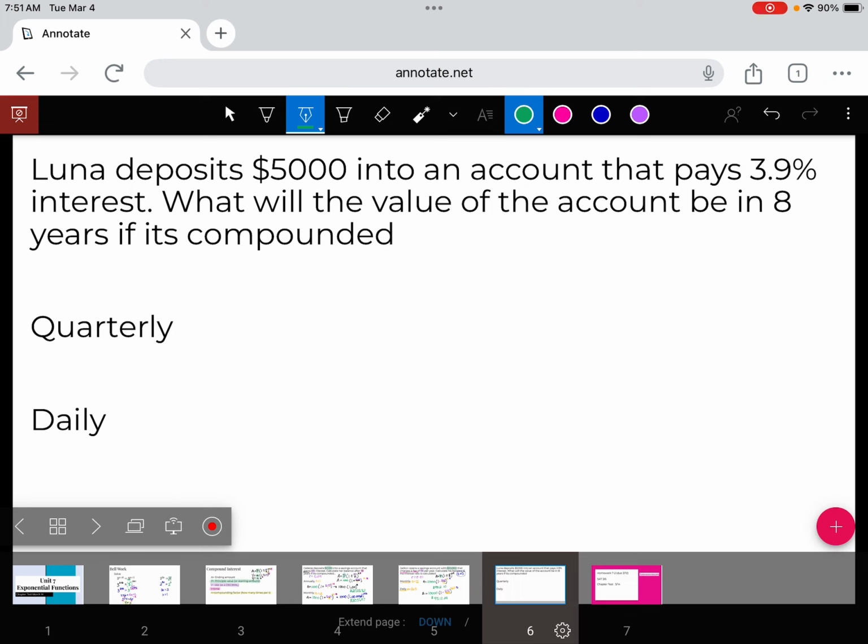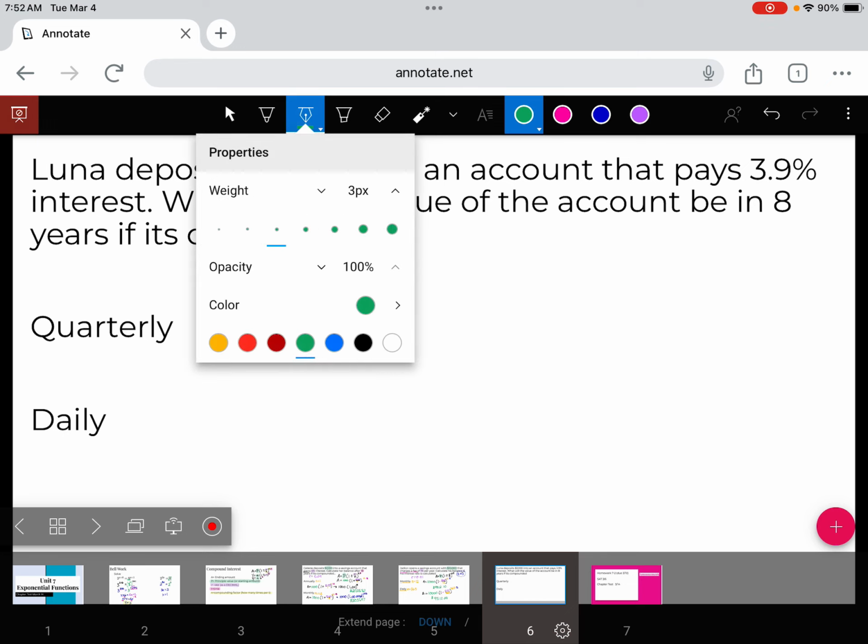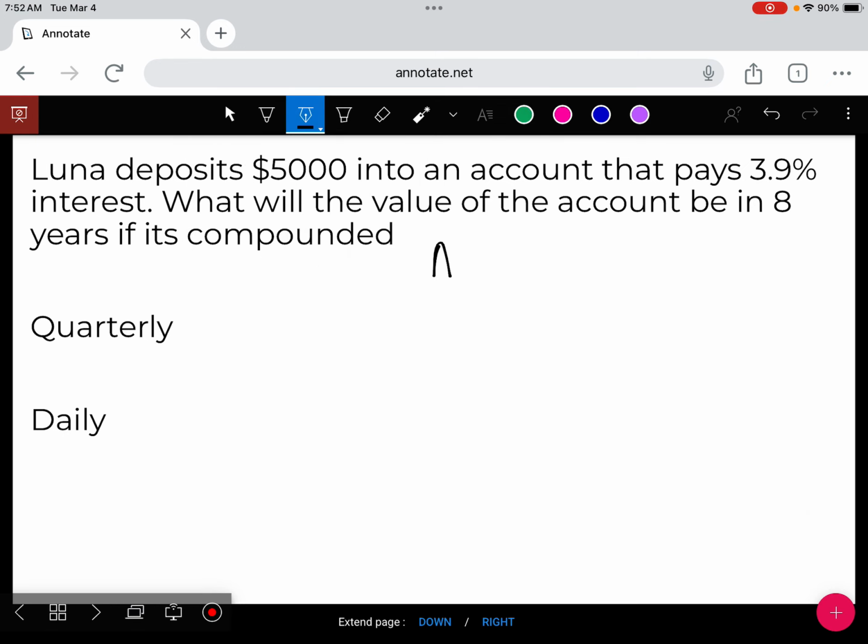So now we've got Luna depositing $5,000 into an account that pays 3.9% interest, and we want to know the value in 8 years, compounded quarterly or compounded daily. What pieces do we know about this situation? Pays means add. Yep, so pays tells us we're going to use the plus.